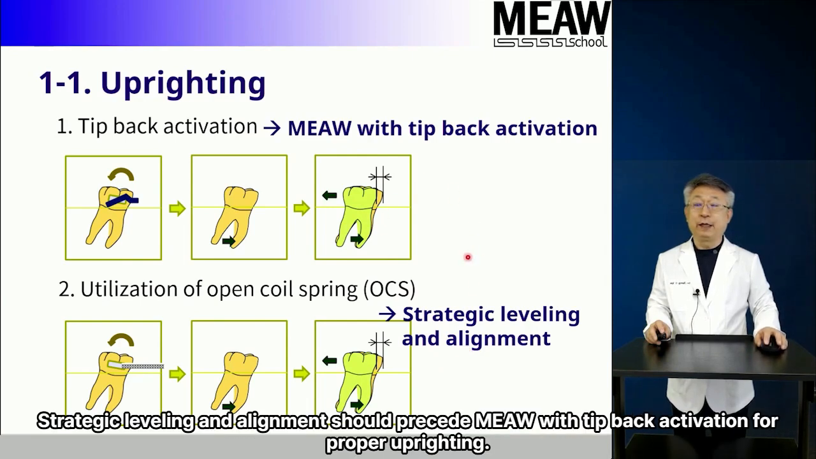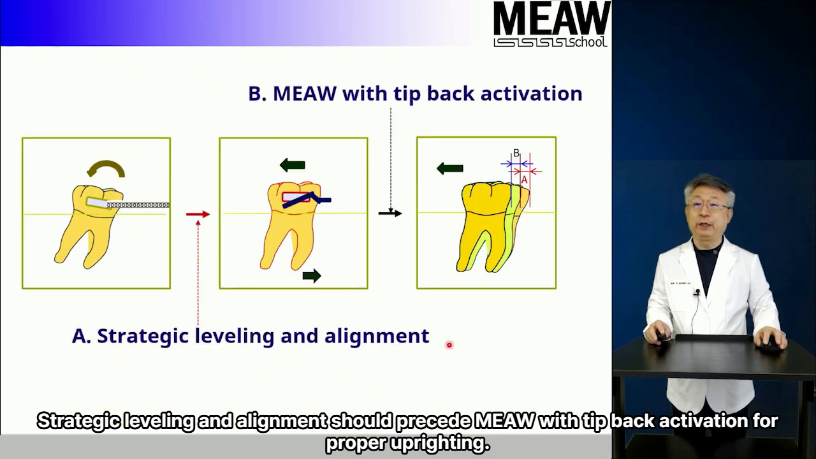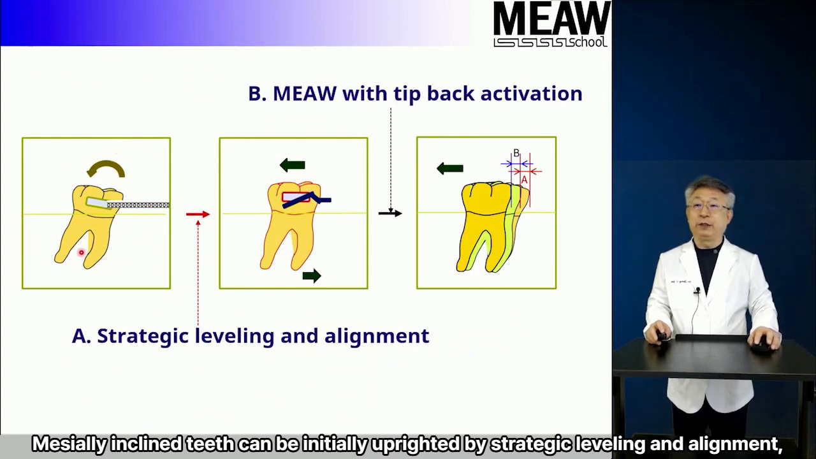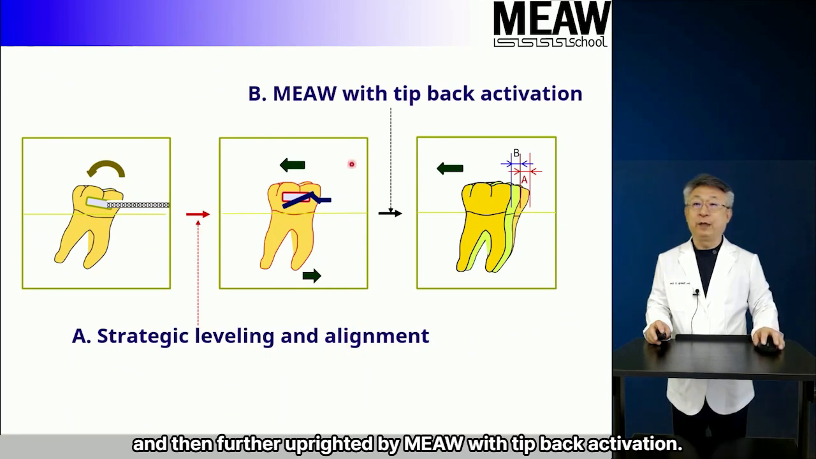Strategic leveling and alignment should precede MEAW with tip-back activation for proper uprighting. Mesially inclined teeth can be initially uprighted by strategic leveling and alignment, and then further uprighted by MEAW with tip-back activation.